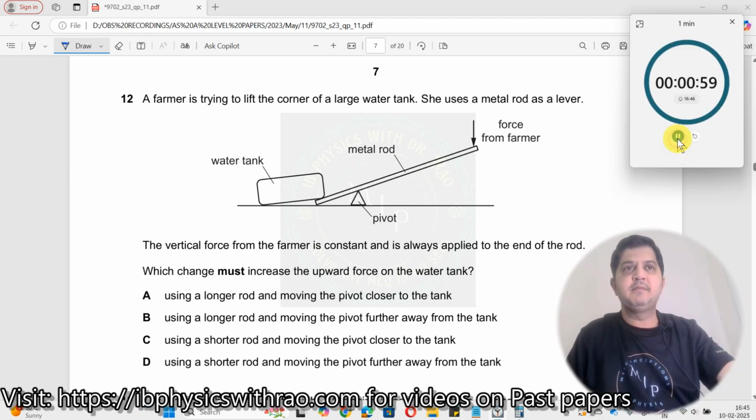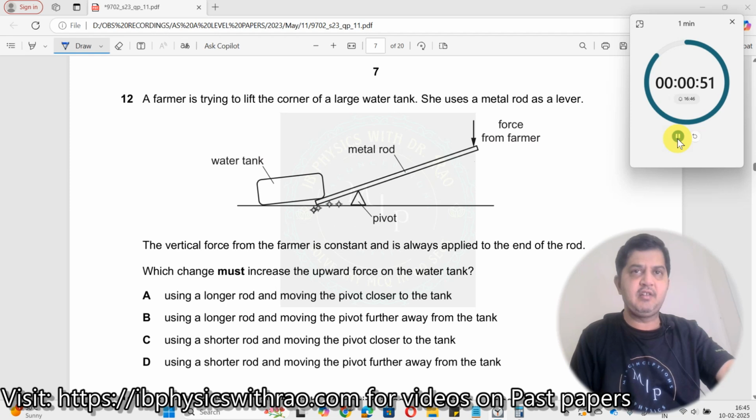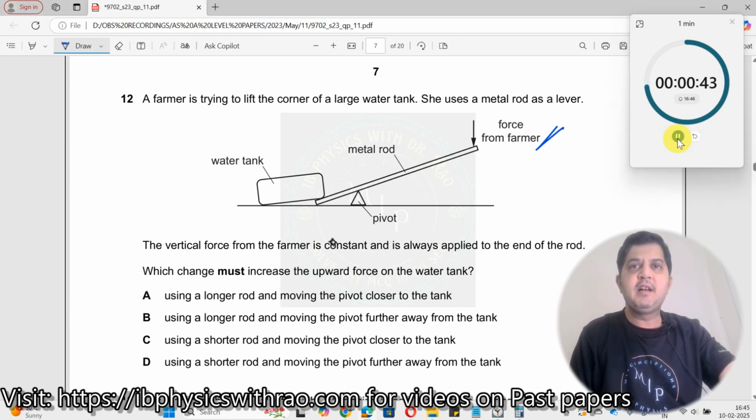Question number 12. A farmer is trying to lift the corner of a large water tank. Okay, he wants to lift this large water tank. She uses a metal rod as a lever. This is a lever. So there's a metal rod, there's a fulcrum over here. The vertical force from the farmer is constant. This force is constant. Okay, and is always perpendicular to the end of the rod.